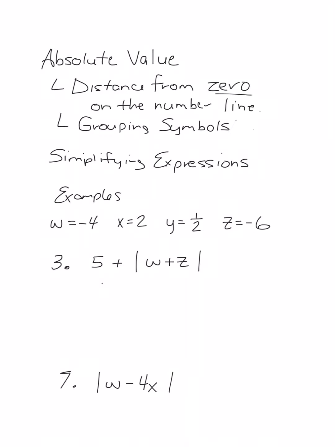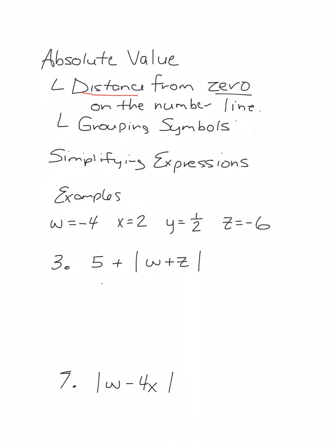All right, class. So today, just a quick review on absolute value. Yesterday we talked about that absolute value is the distance from zero on the number line. And yes, you're correct. It's always positive, but there's a reason why, and that's because it is a distance.